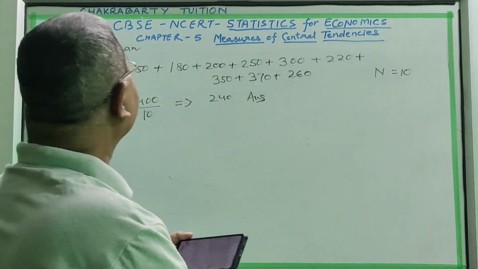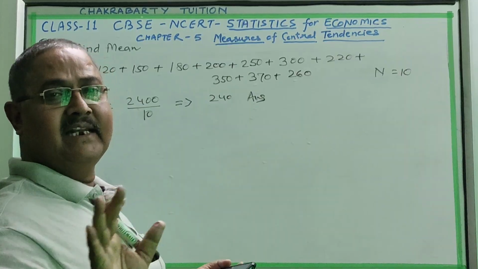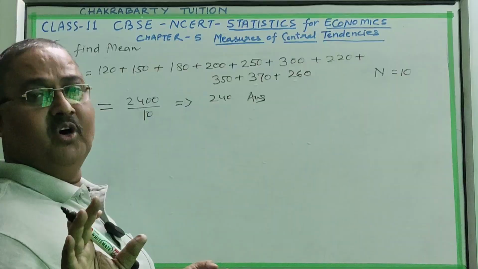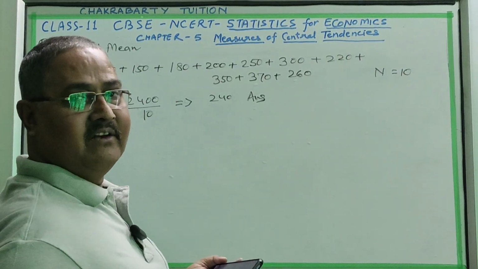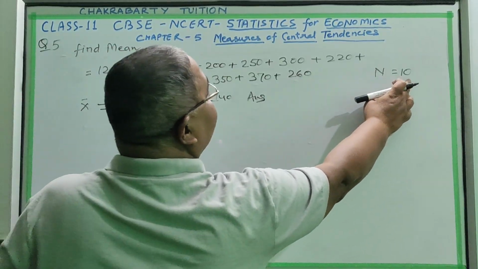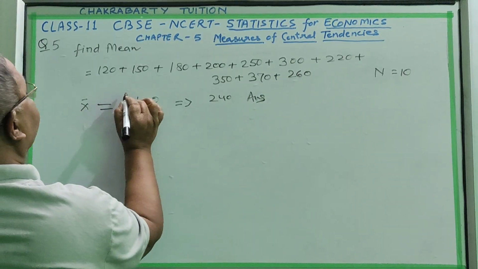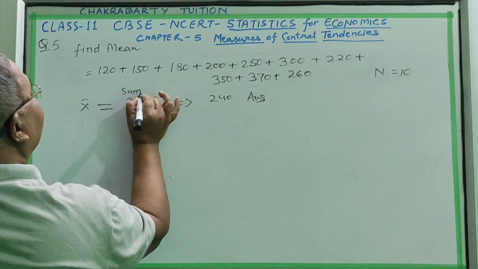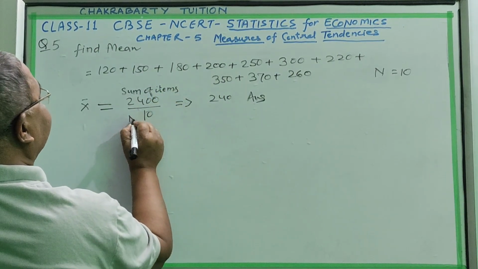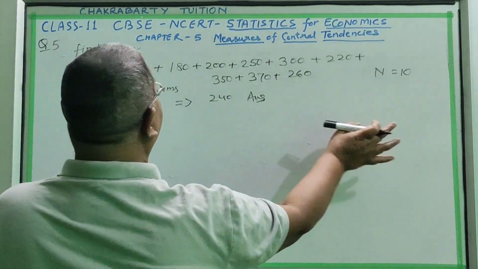Now question number 5. They are asking to find mean. In case of mean, you need not make any ascending order or descending order. Mean is simple average, that is arithmetic average. So arithmetic mean, how we can find out? We will find out by making a sum of all the items divided by the number of items. So sum of items divided by n equal to 10. So 240 divided by 10, 24. This will be your answer.